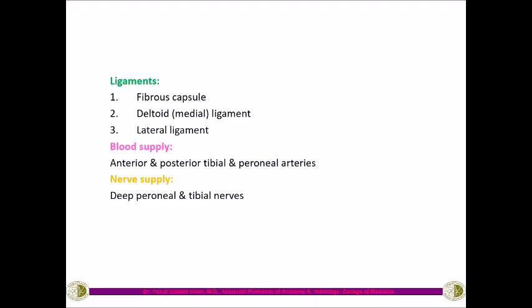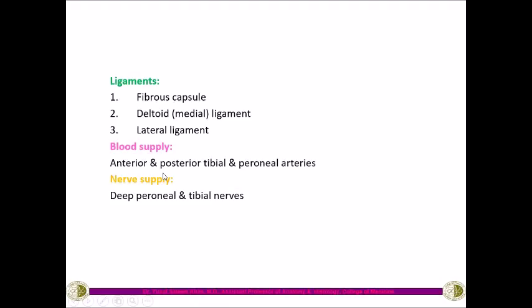There are also ligaments which help in the stability of the ankle joint. One is the fibrous capsule itself, then the deltoid, also called the medial ligament, as well as the lateral ligament. The medial ligament is also called the deltoid ligament.